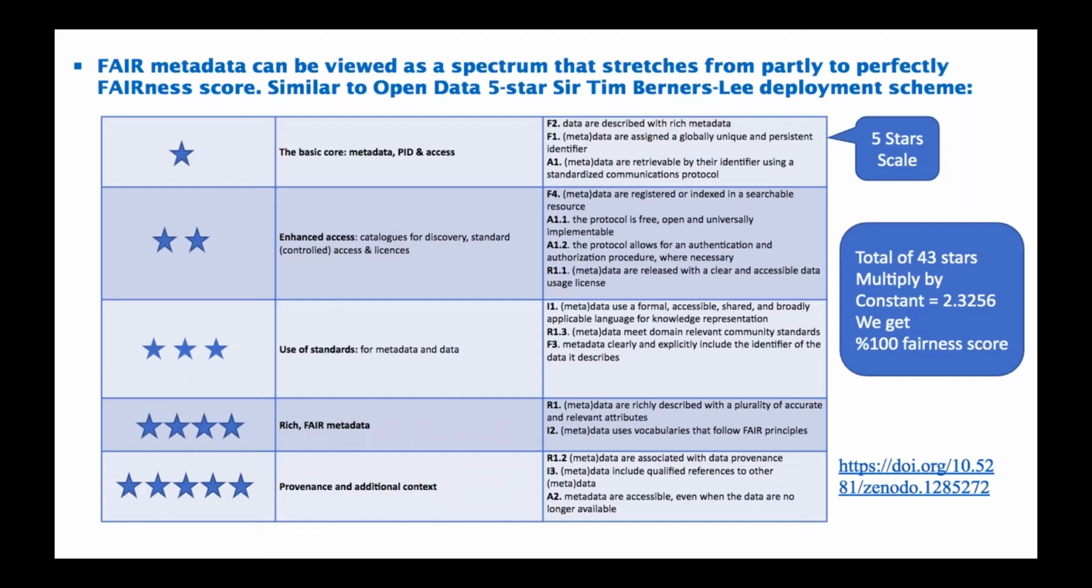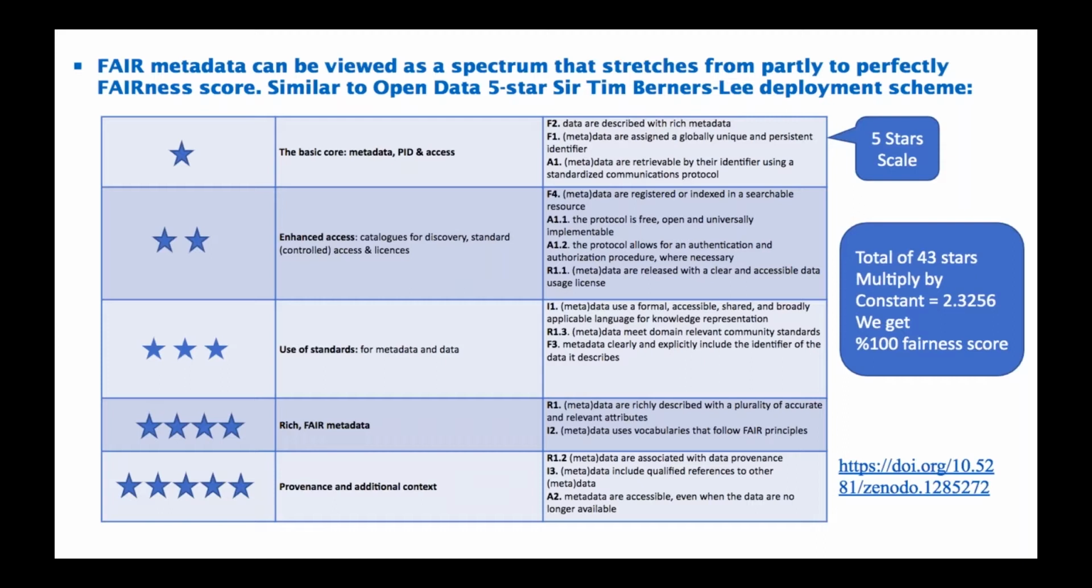And the 4 stars, which is the rich FAIR metadata, is represented by R1 and I2. And finally, we have the 5 stars, which is the provenance and additional context, and this is represented by R1.2, I3, and A2.